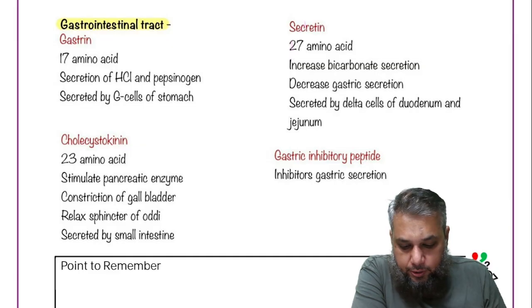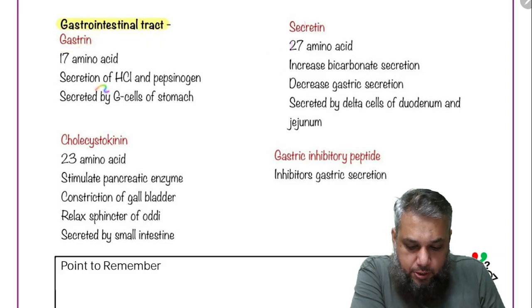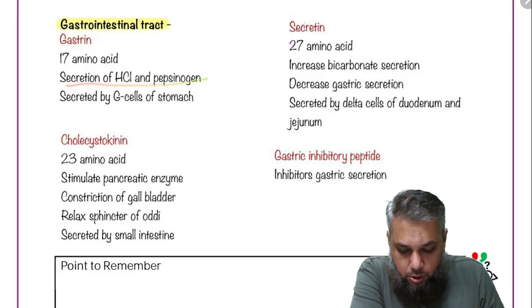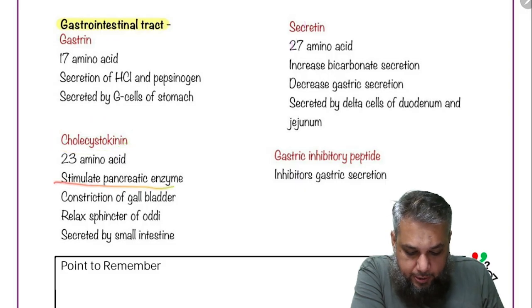The gastrointestinal tract secretes gastrin, which helps with the secretion of HCl and pepsinogen. Cholecystokinin stimulates the pancreatic enzymes and the contraction of the gall bladder.